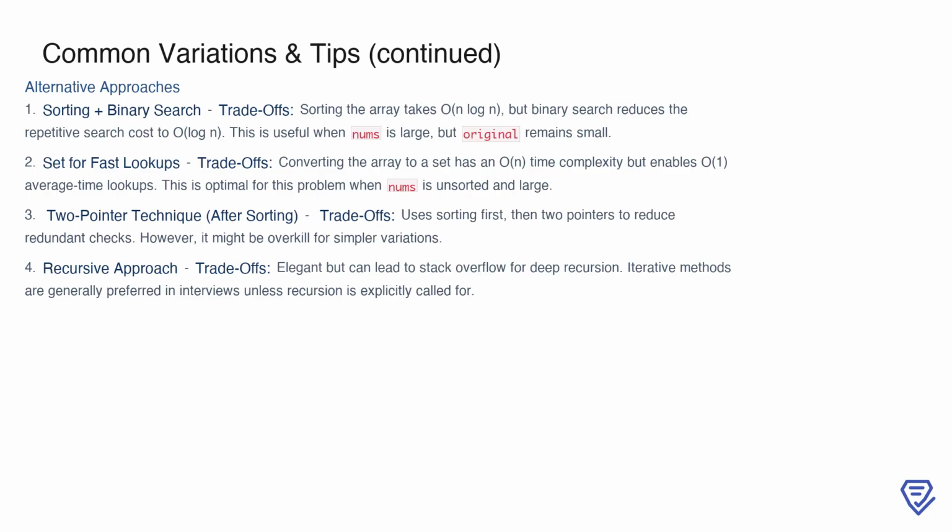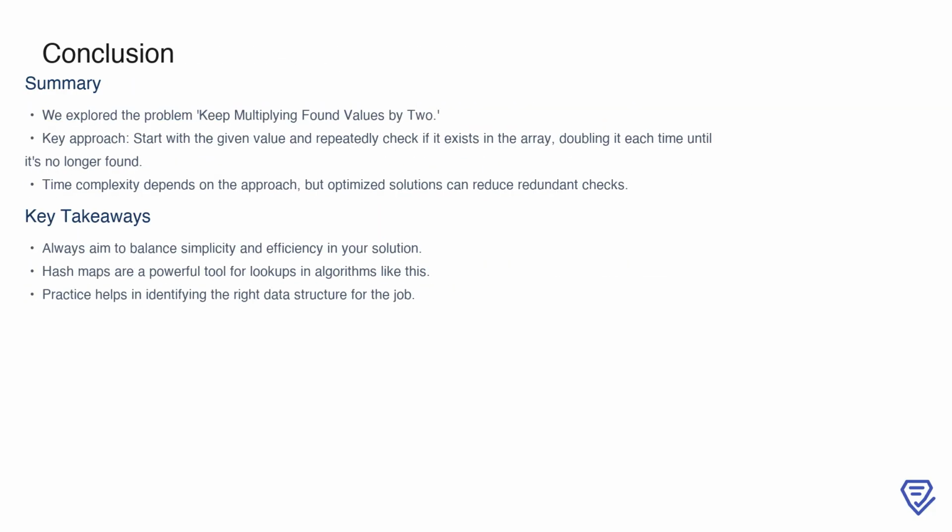Great work! Today, we covered problem number 2154 and explored how to efficiently solve it by leveraging key concepts like repeated checks and hash maps. Remember to focus on balancing simplicity and efficiency when designing your solutions.